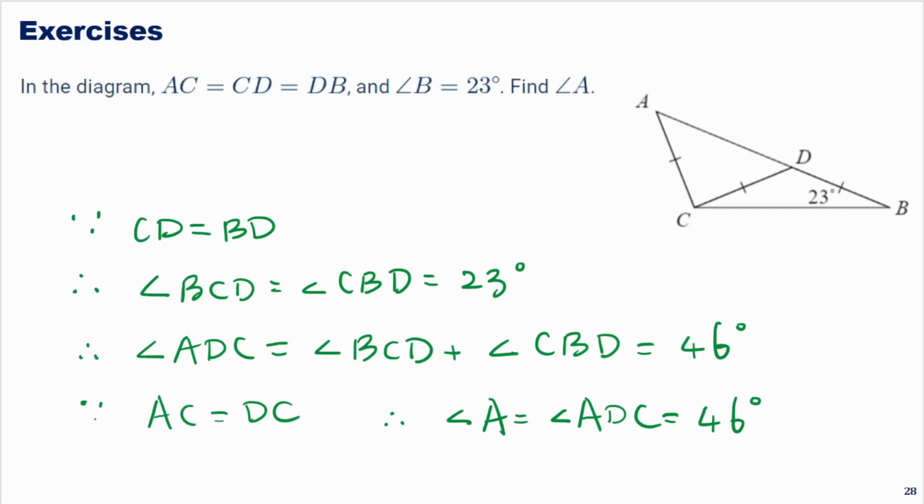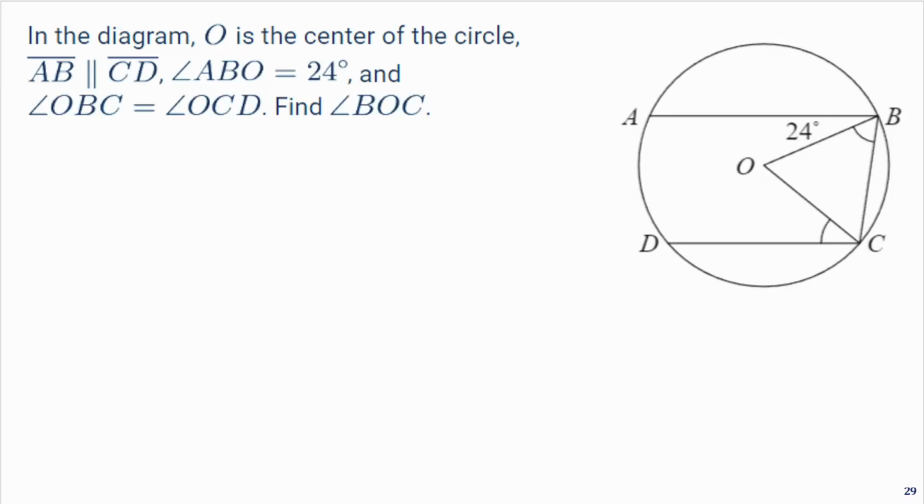Okay, then let's consider another quiz. In the diagram on the right, O is the center of the circle. We have AB is parallel to CD, angle ABO is 24 degrees, and angle OBC equals angle OCD. Can you find angle BOC? Again, I'll give you 2 minutes to think about this problem, okay? Alright, let's see the solution together.